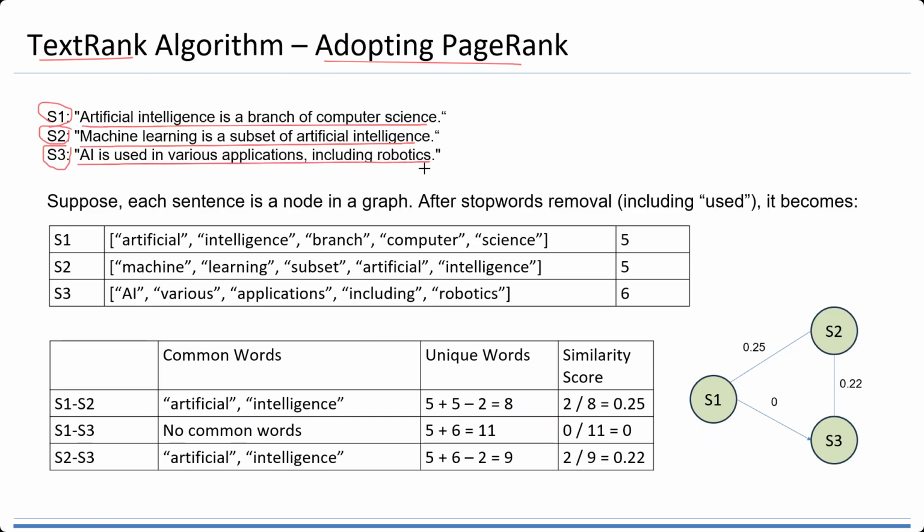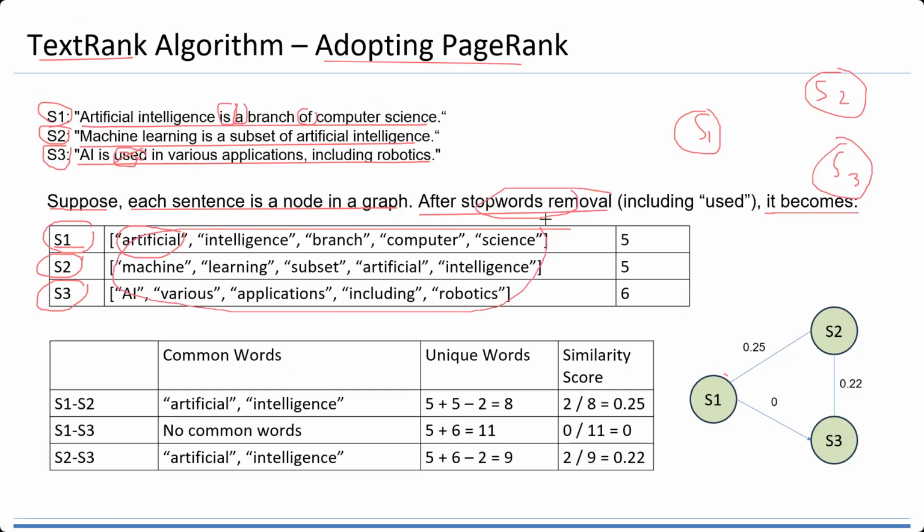So we will tokenize. S1 we will tokenize. Suppose each sentence is a node in a graph. So this is one node, this is another node, this is another node. I have S1 as a node, S2 as another node, and S3 as another node. After stop words removal, we can remove the unimportant words like is, of, you can assume that one, including used. Here, used is also removed. Then it becomes like this.